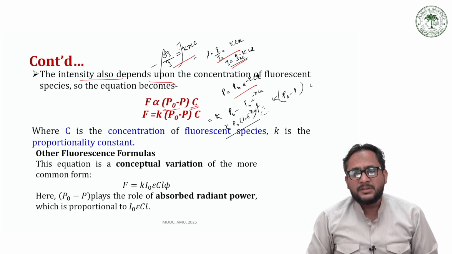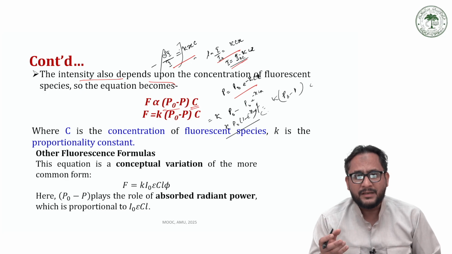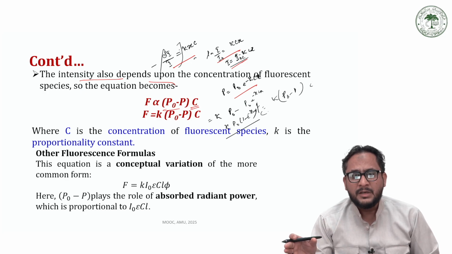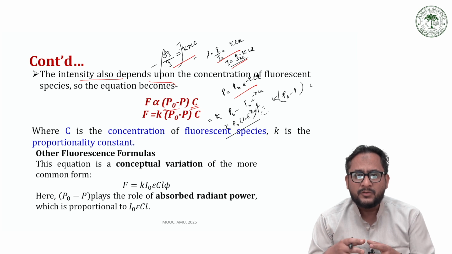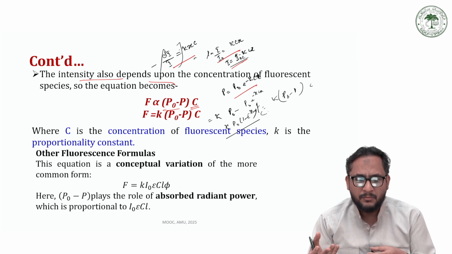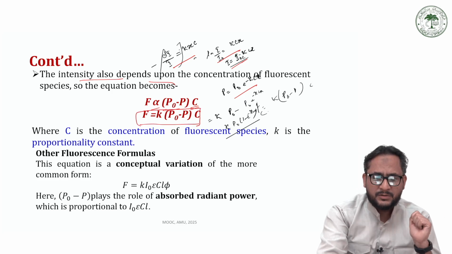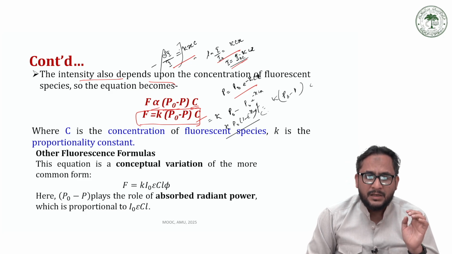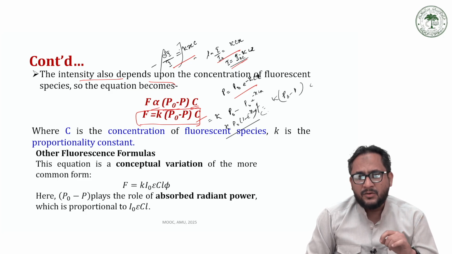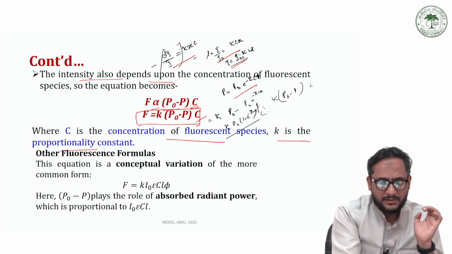It also depends upon the concentration of the species, because if the concentration is high, of course there will be more interaction, more molecules in the pathway of the light radiation, and the absorption of light will be more. So when we remove the proportionality sign, we put a constant k. So this is the equation which relates the intensity of fluorescence with the intensity of light absorbed as well as the concentration of the sample. C is the concentration of the sample and K is the proportionality constant.